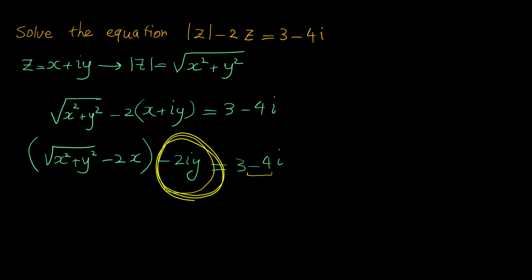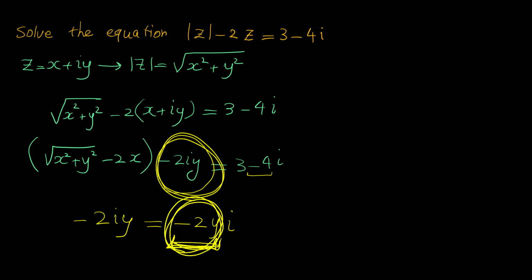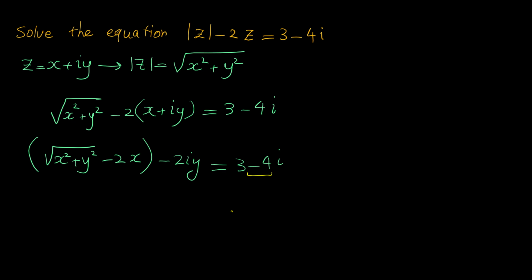Imaginary part is the coefficient of i. And here we have -2iy, which we can write as -2yi, which is more clear, then -2y is the imaginary part. So let me replace this -2iy here with -2yi. Now we set imaginary part equal to imaginary part, and then immediately we can find y.